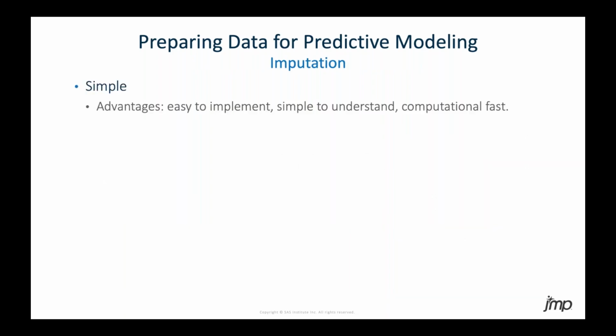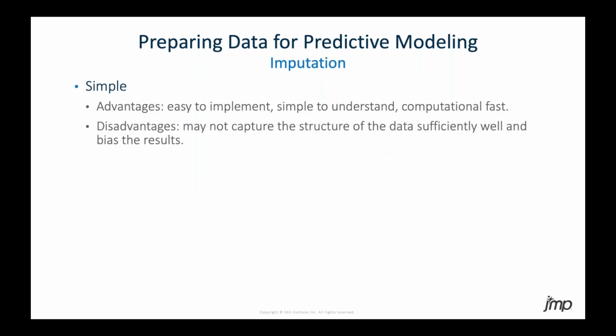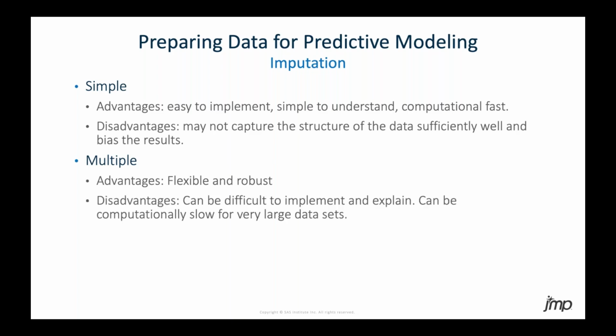So, advantages and disadvantages. Obviously, with a simple case, it's easy to implement, simple to understand, and computationally very fast. The disadvantage is you just might not capture the structure sufficiently well and bias your results. Multiple imputation is flexible and robust, but can be difficult to explain and implement, and can be computationally slow for very large data sets. So again, something to keep in mind.